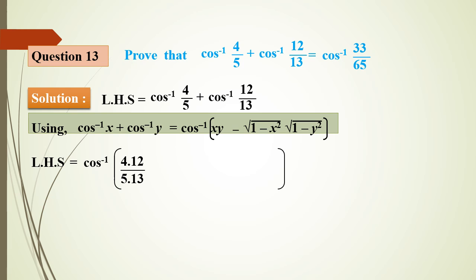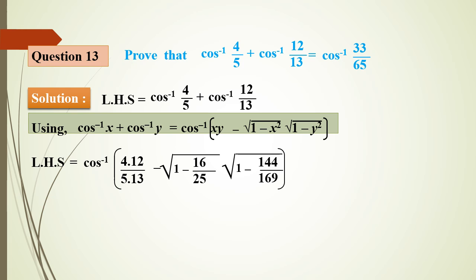So cos inverse of 4 by 5 into 12 by 13 minus square root of 1 minus 4 by 5 squared. After squaring, 4 square is 16, 5 square is 25. Again, square root of 1 minus y squared, y in the sense 12 by 13. 12 square is 144, 13 square is 169.